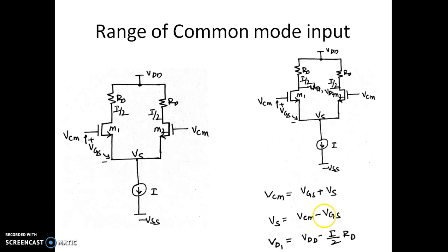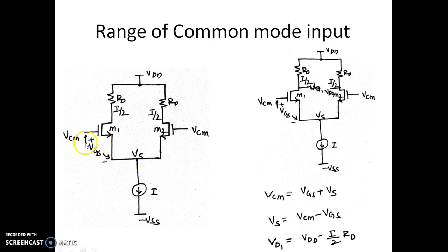So let us spend some time on the range of the common mode input that can be applied so that your differential amplifier is working properly. As we can see now, this is a circuit diagram of that differential amplifier with the signal applied here. You can see it is VCM applied to both the gates, and this is the gate to source voltage and this is the source voltage, that is the voltage at the source.